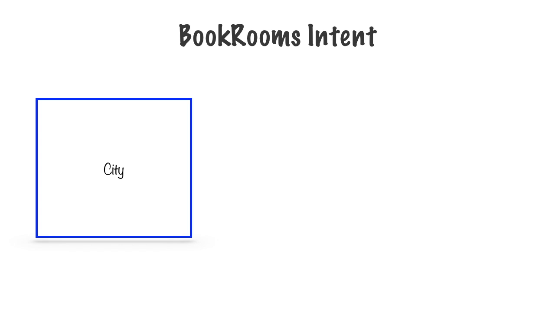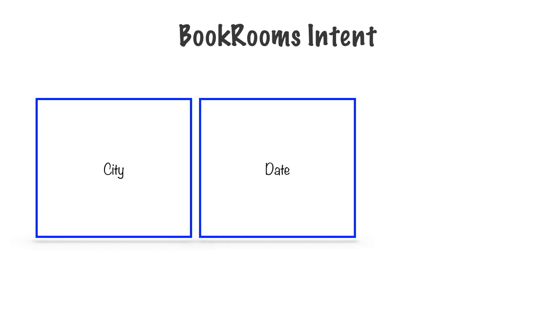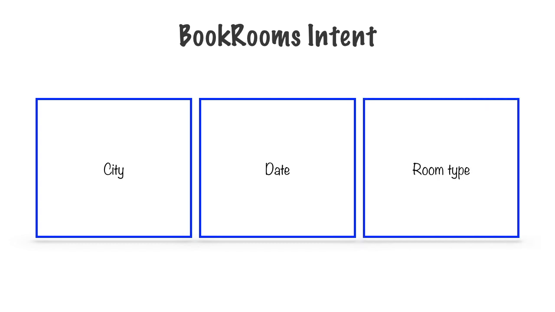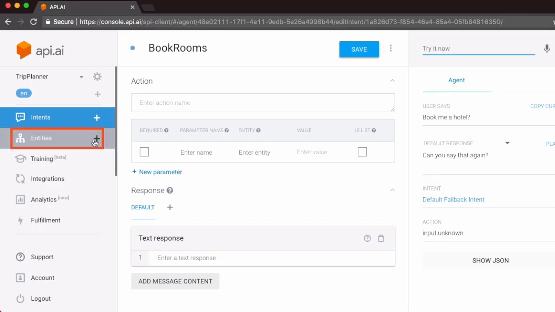We still need to know the city where you want the room booking. We also need to know the date for which this booking applies. And we need to know the room type, whether it's a suite, a double room, a single room, and so on. Click on the entities link in the left nav pane and let's start defining our developer defined entities.